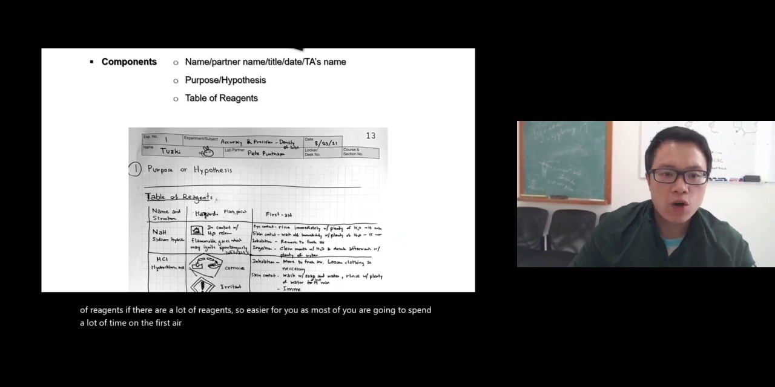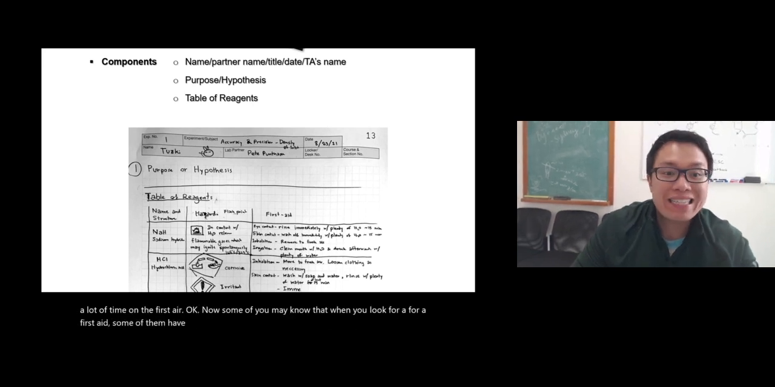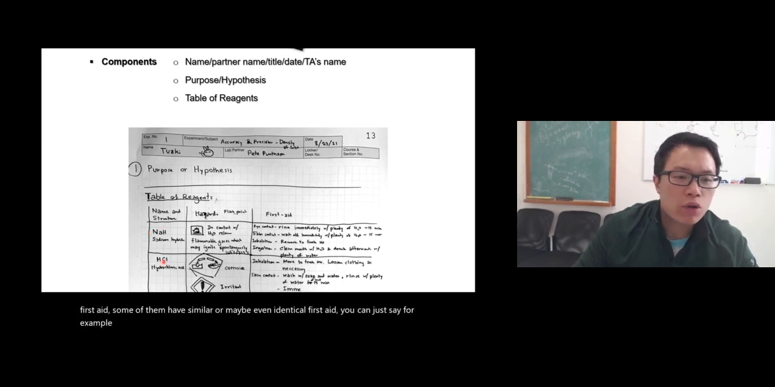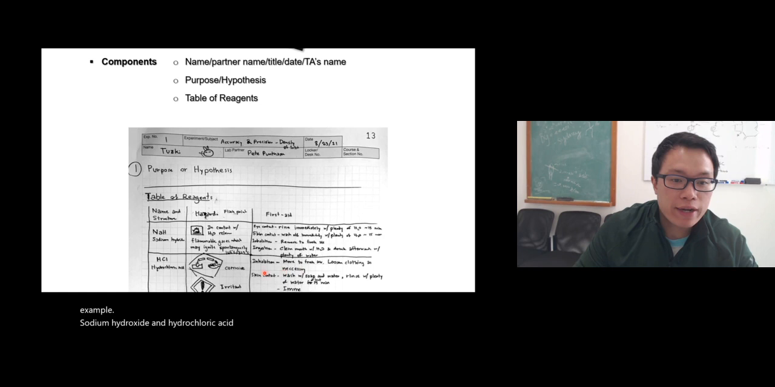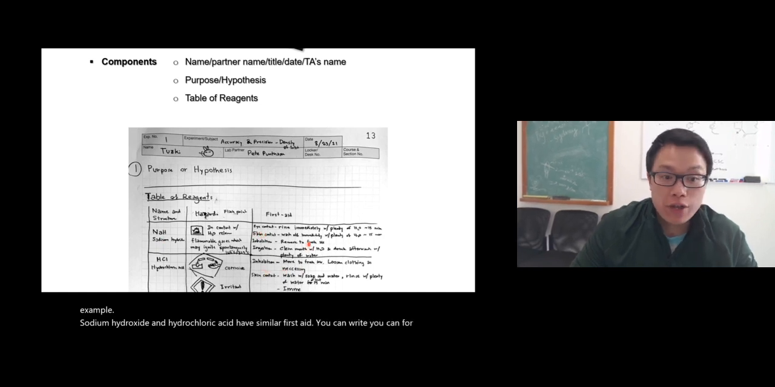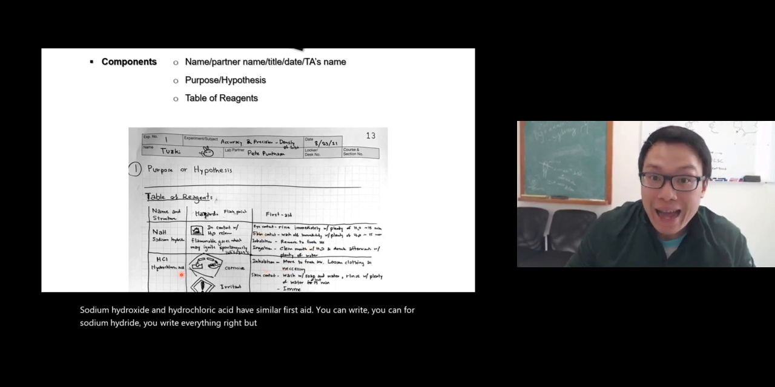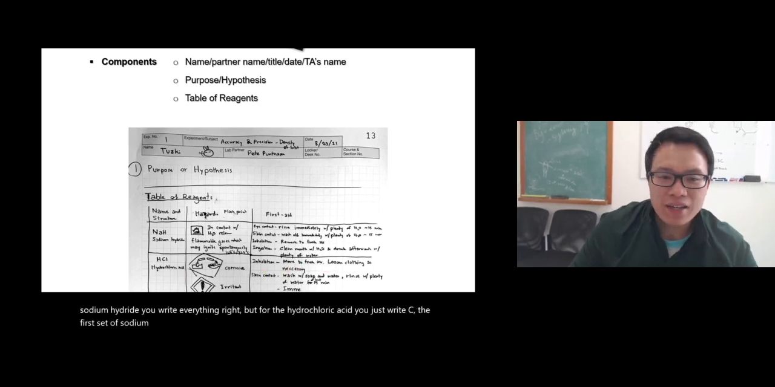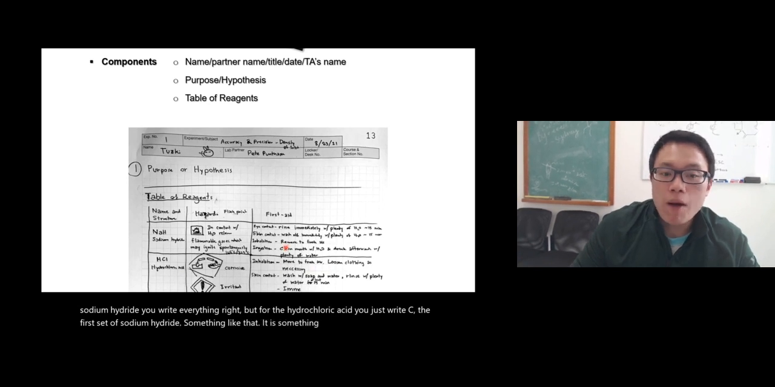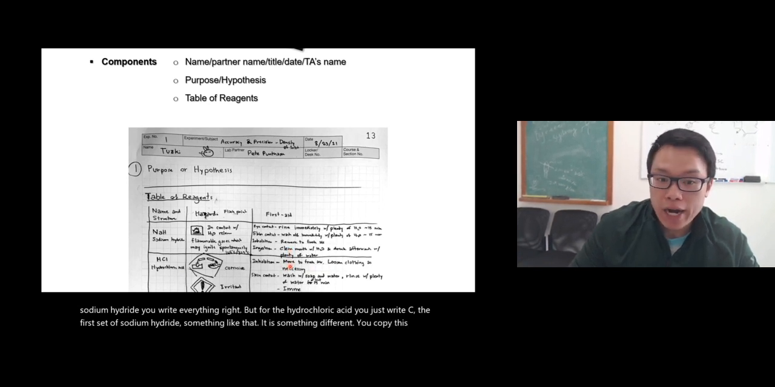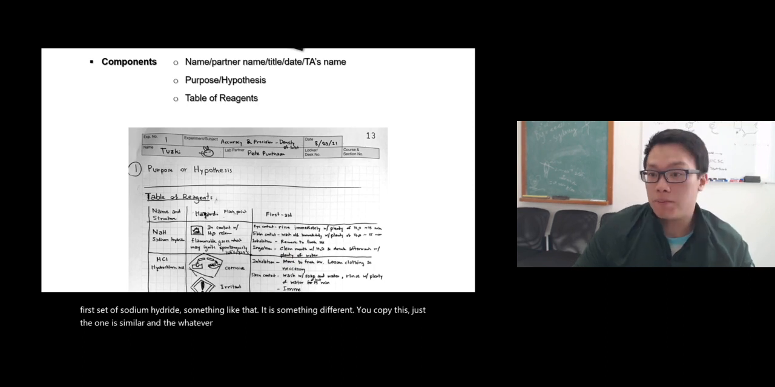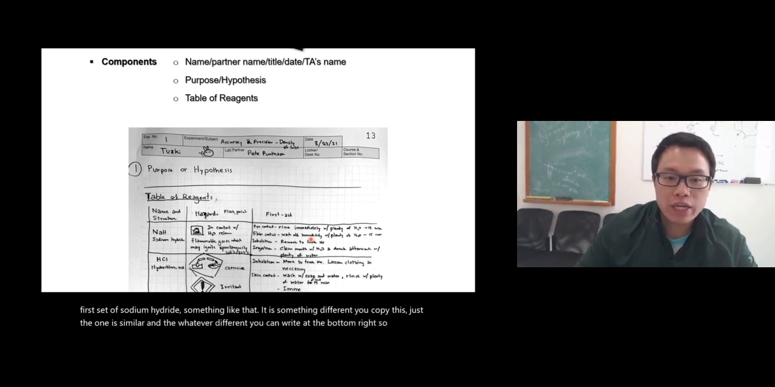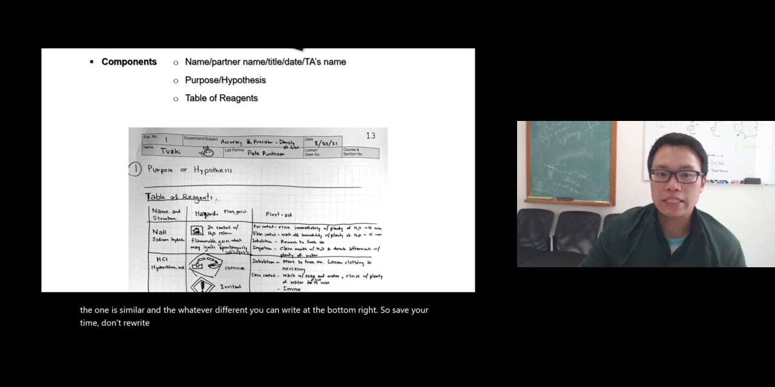Okay. Now, some of you may know that when you look for first aid, some of them have similar or maybe even identical first aid. For example, if sodium hydride and hydrochloric acid have similar first aid, for sodium hydride, you write everything, all right? But for the hydrochloric acid, you just write "see" the first aid of sodium hydride, something like that. If there's something different, you copy the part that's similar, and whatever is different you can write at the bottom, all right? So save your time. Don't rewrite everything on your first aid, please.